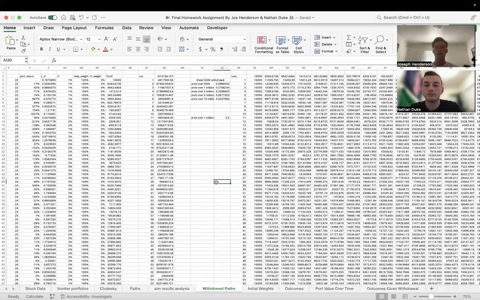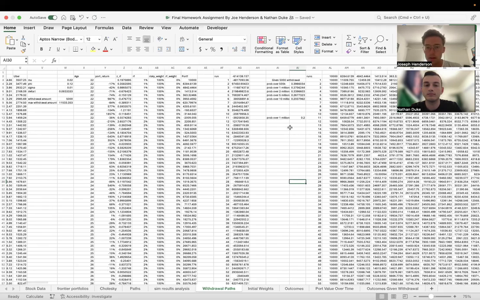And then additionally, we use Solver to find the max amount that could be taken out for the probability of the portfolio value being over 1 million to still be at 20%. And we calculated it at around 11,533 there.